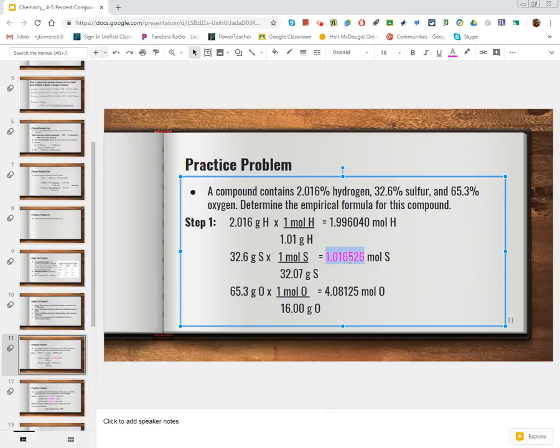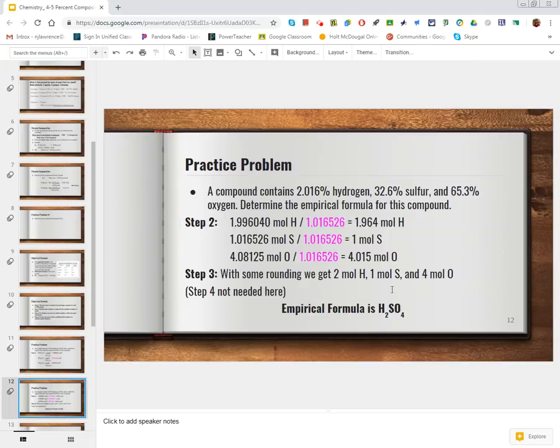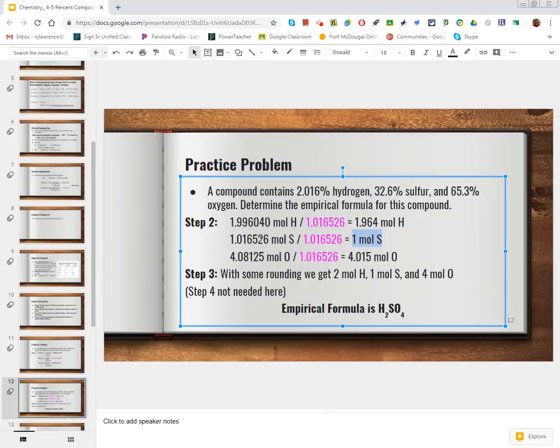What you're going to do is take this number and divide it by all the other numbers to basically normalize it all to 1. So when I normalize these to 1, I see this comes out to 1.964, this comes out to exactly 1, and this comes out to 4.015. Because this number is so close to 2, we're just going to round that to 2, and that's our step 3. We're going to keep this at 1, and round this down to 4. So my empirical formula has 2 hydrogens, 1 sulfur, and 4 oxygens. So again, you took the percent and turned it into an empirical formula.